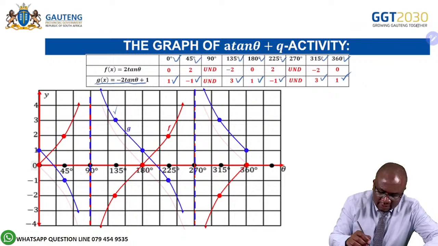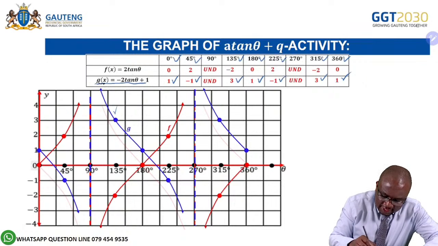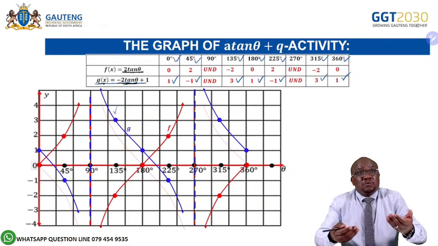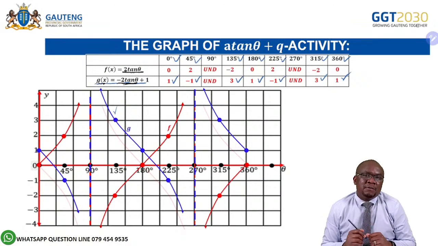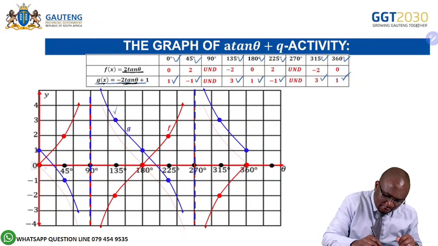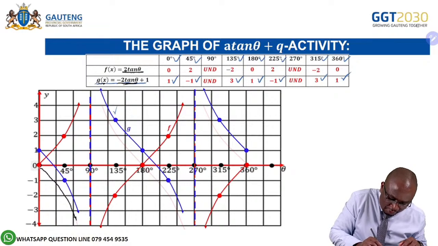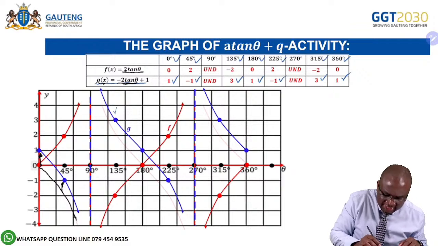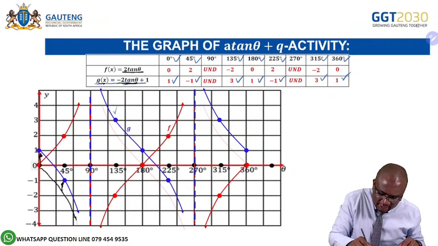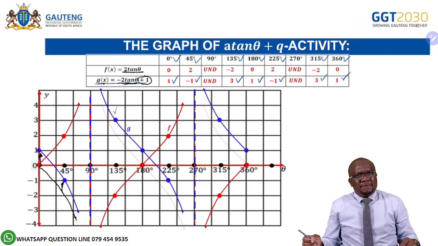Right, we say that the graph of g of x, because you see yes 2 tan theta, here we've got negative 2 tan theta, then that will be a reflection about the x-axis. You see this reflection of the red graph? Reflection about the x-axis. And then after that reflection, we have seen that the points have moved upwards by how many units? By 1 unit. It is because of this plus 1 here, positive 1.